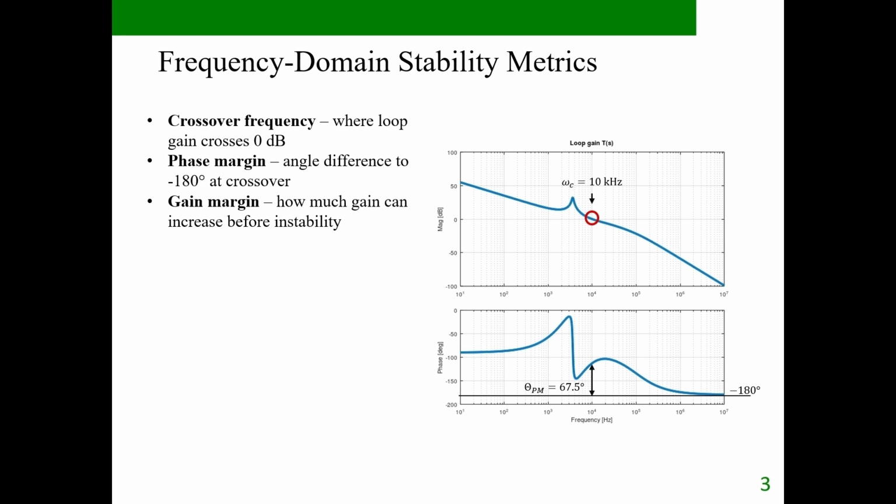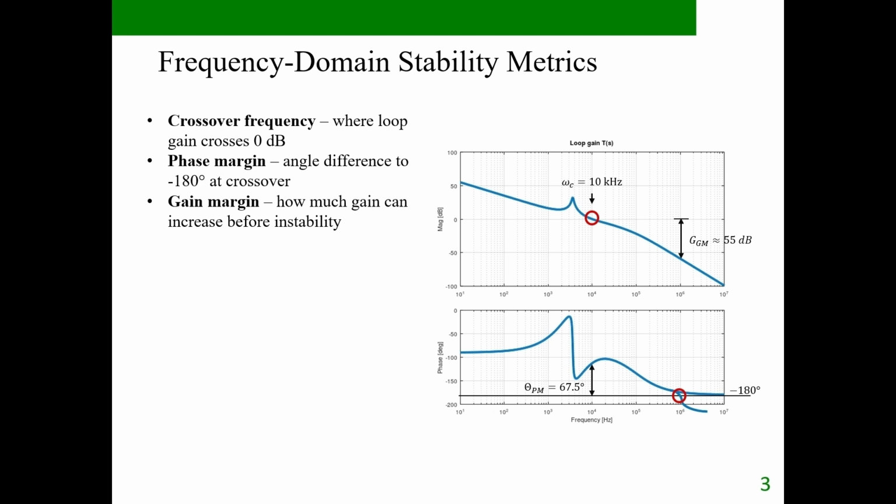If the loop phase crossed minus 180 degrees as indicated in the figure, the gain margin would be the vertical distance between the magnitude plot and 0 dB at that frequency. In this hypothetical case, our example would have a gain margin of approximately 55 decibels.